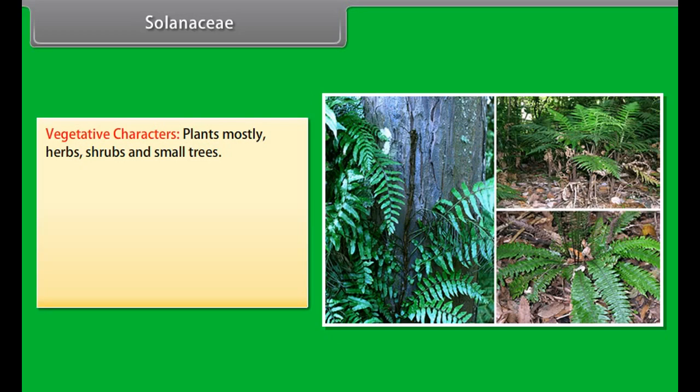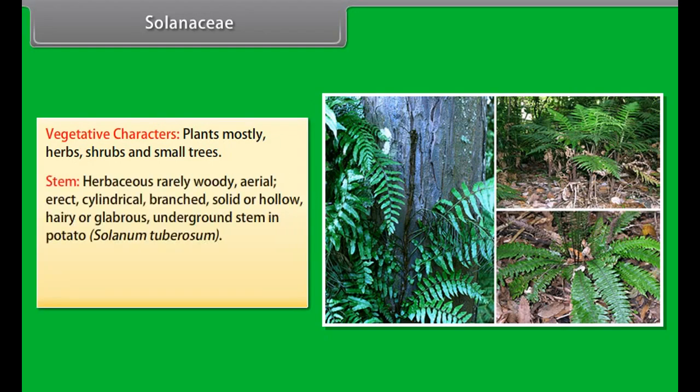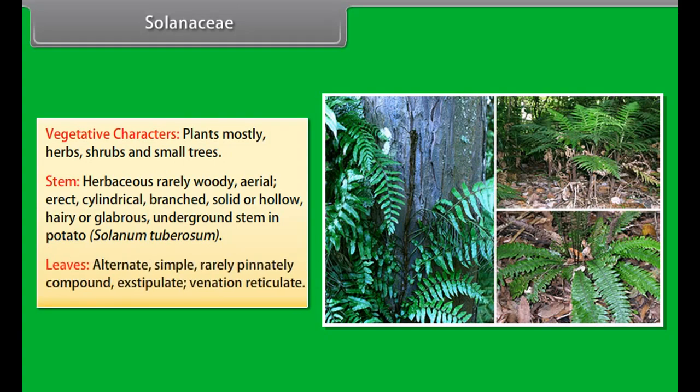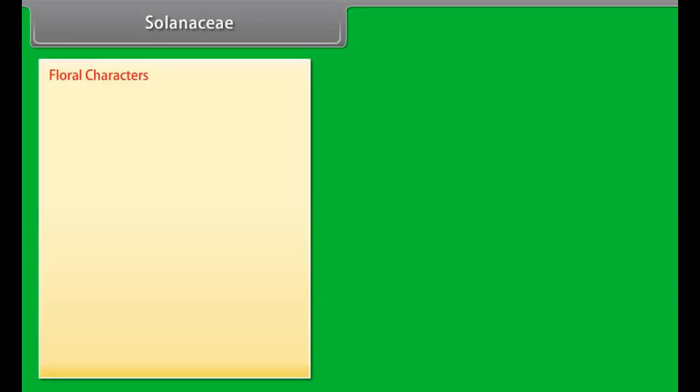Vegetative characters. Plants mostly herbs, shrubs, and small trees. Stem. Herbaceous, rarely woody, aerial, erect, cylindrical, branched, solid or hollow, hairy or glabrous, underground stem in potato, Solanum tuberosum. Leaves. Alternate, simple, rarely pinnately compound, exstipulate, venation reticulate. Floral characters.